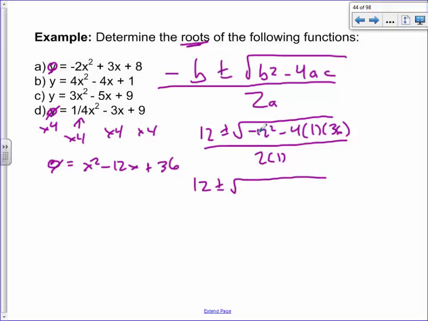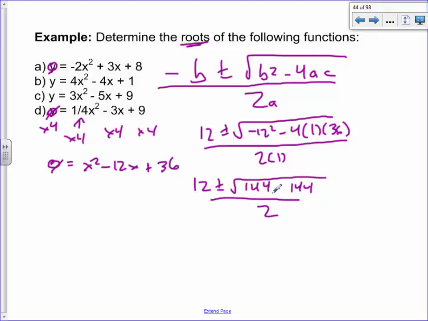Okay, let's clean this up a bit. Negative 12 times negative 12 is positive. 12 times 12 is 144. What's 4 times 36? That's going to be 144.